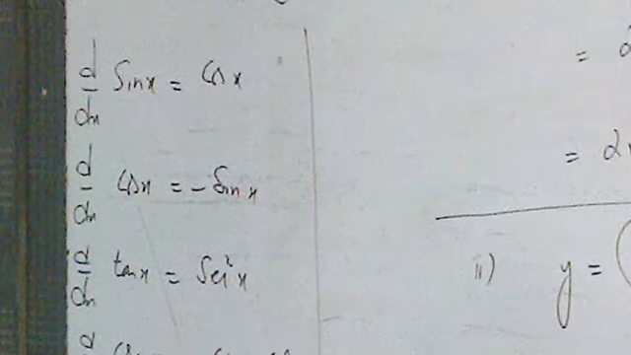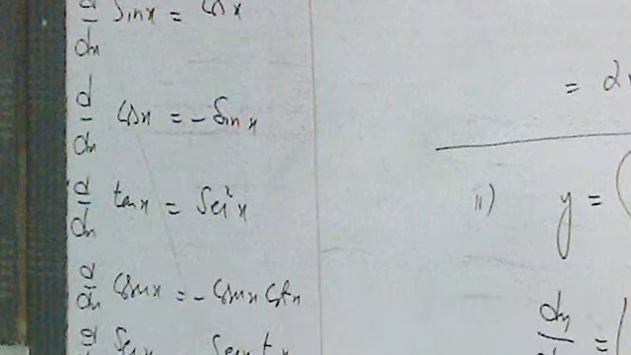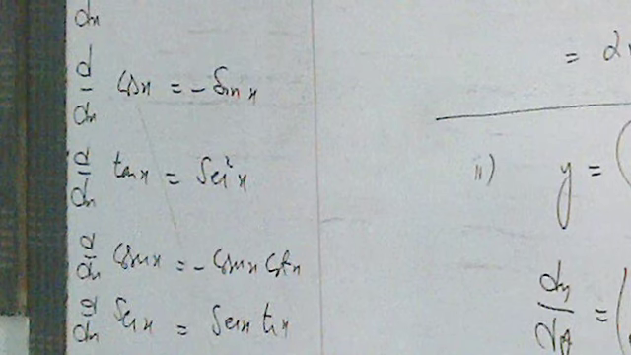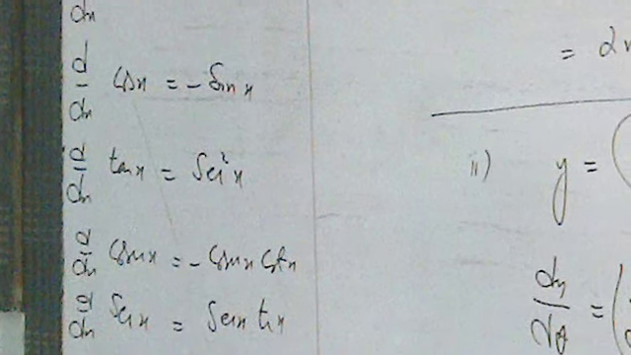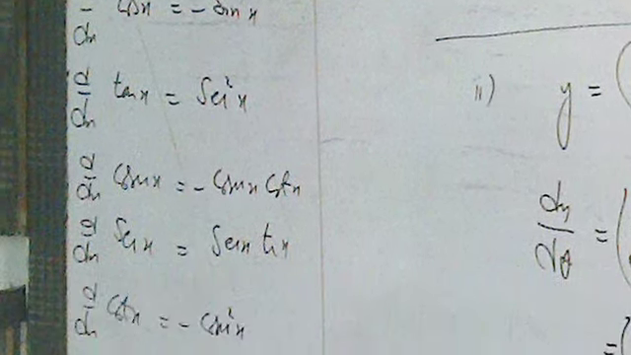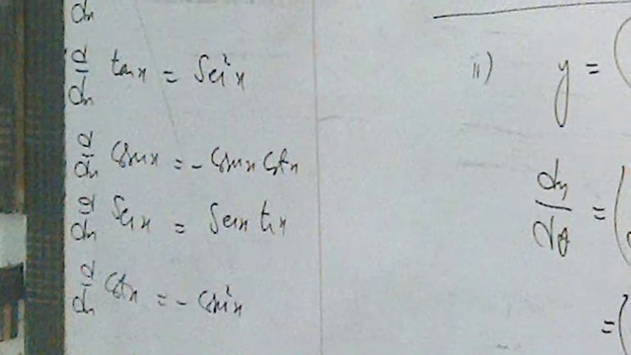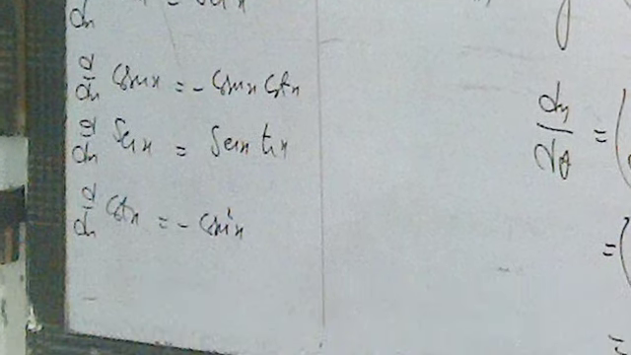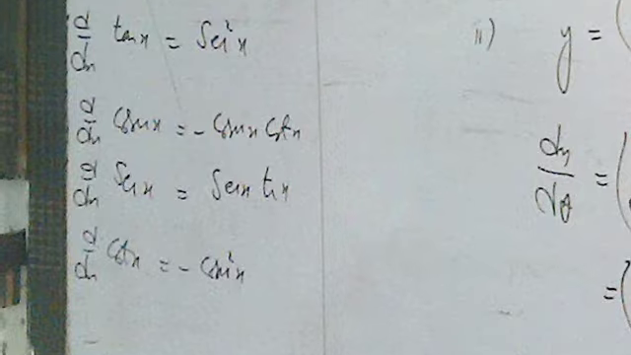We have derivatives of trigonometric functions. Remember these formulas. Derivative of sin x is cos x, derivative of cos x is minus sin x, and derivative of tan x is secant square, and derivative of cosecant x is minus cosecant cot, and derivative of secant x is secant tan, and derivative of cot x is minus cosecant square.